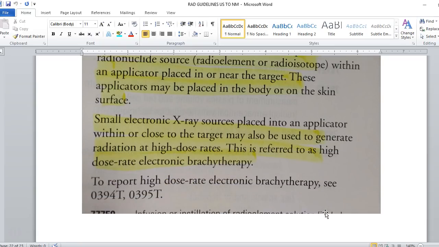Now, they also tell us small electronic X-ray sources placed into an applicator within or close to the target may also be used to generate radiation at high dose rates. This is referred to as high dose rate electronic brachytherapy. So again, new technology that's been coming out. What is your provider doing for this patient?